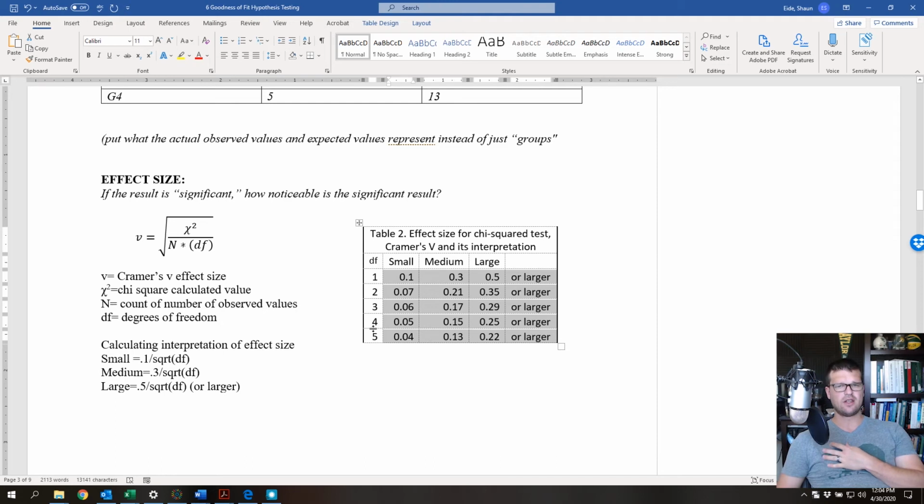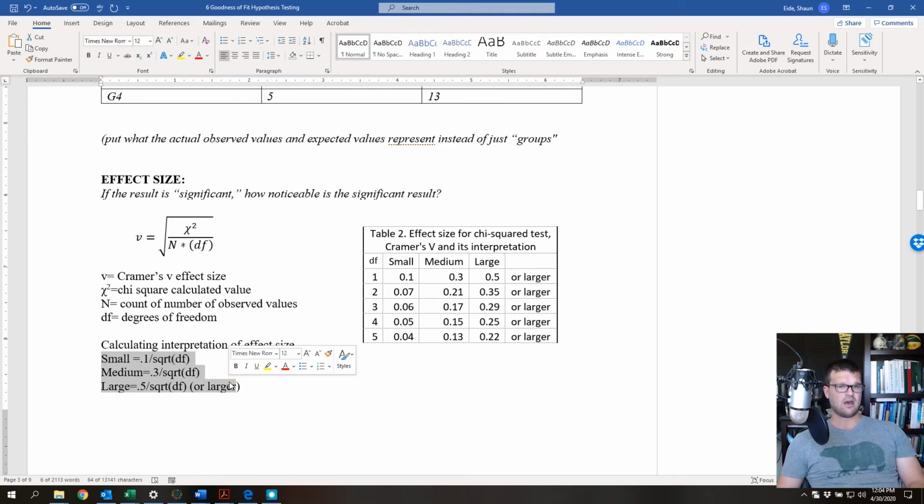And so in order to calculate beyond that, there is this formula for saying take 0.1 divided by the square root of the degrees of freedom, and if you have that number or smaller, it's going to be a small effect size. If you have 0.3 divided by the square root of the degrees of freedom, right around that threshold, it's going to be a medium effect size. And then if you have a 0.5 divided by the square root of the degrees of freedom or larger, it's going to be a large effect size.